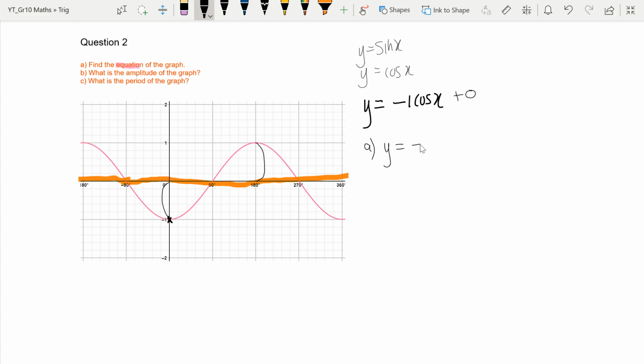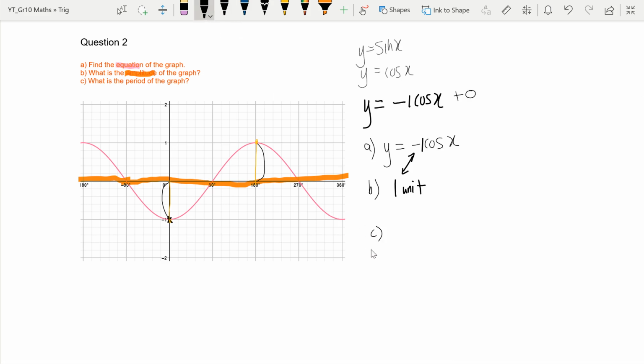y is equal to negative cos x. Let's look at B, the amplitude. We spoke about the amplitude with the previous one, where we said that it always refers to the distance from the middle of the graph, the equilibrium, to the maximum, which is just 1 unit. We already saw that. And the minimum is just 1 unit. So our amplitude is 1 unit. I know we said that these two are the same, but just make sure that your amplitude must always be positive because it refers to a distance.